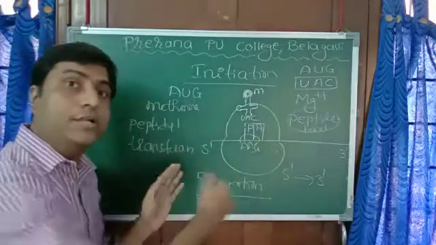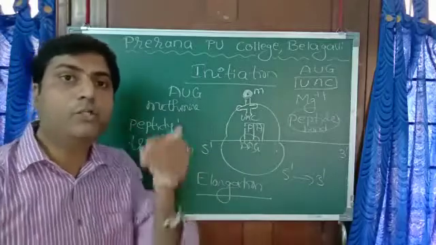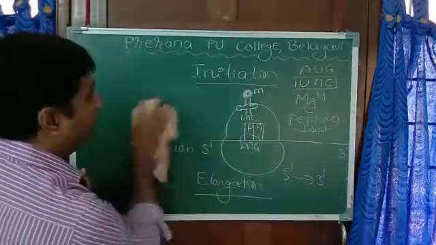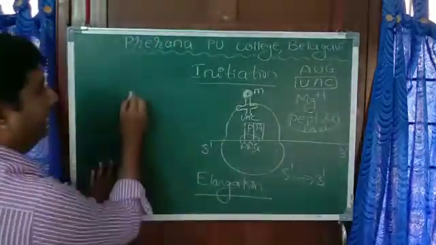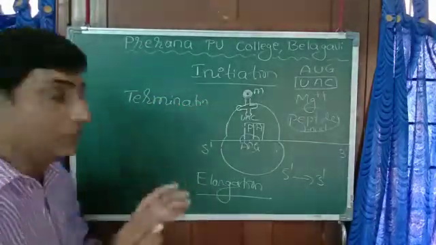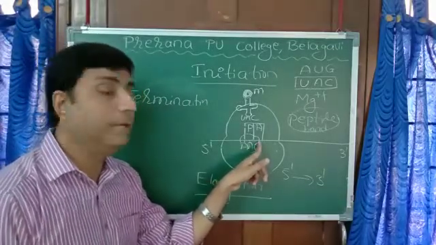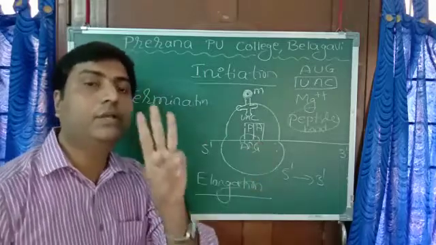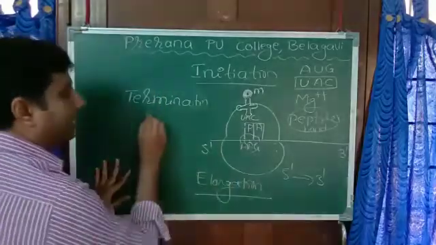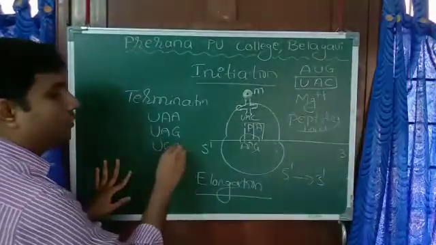So now a continuous polypeptide is formed, a chain of amino acids is formed, protein is formed. Now it should end, and that is called termination. Let us see how exactly termination takes place. Termination takes place when at the A site, any one of three codons comes: stop codon, terminator codon, or nonsense codon. Which are they? UAA, UAG and UGA. Any one of these comes.